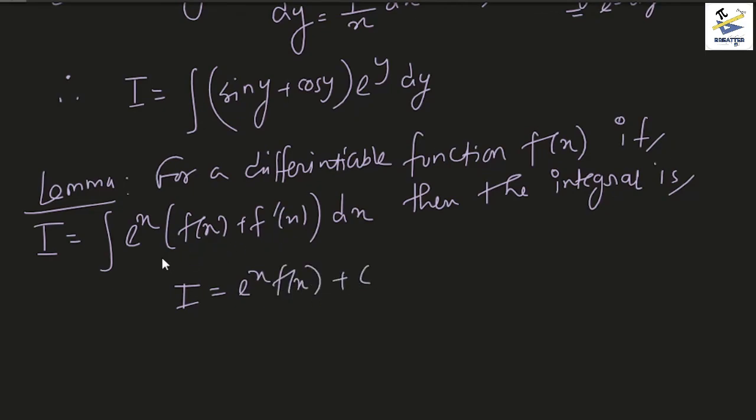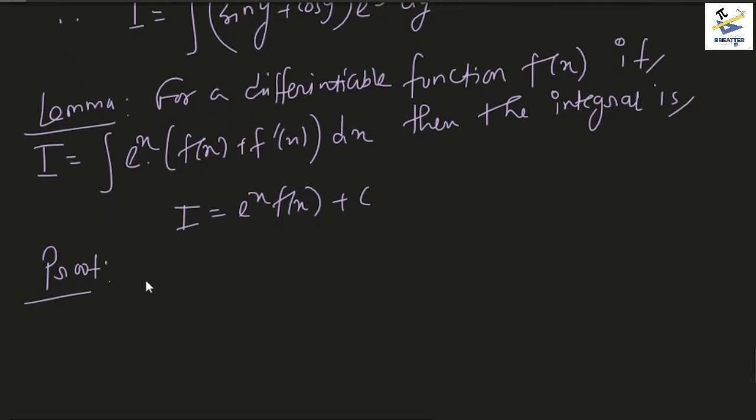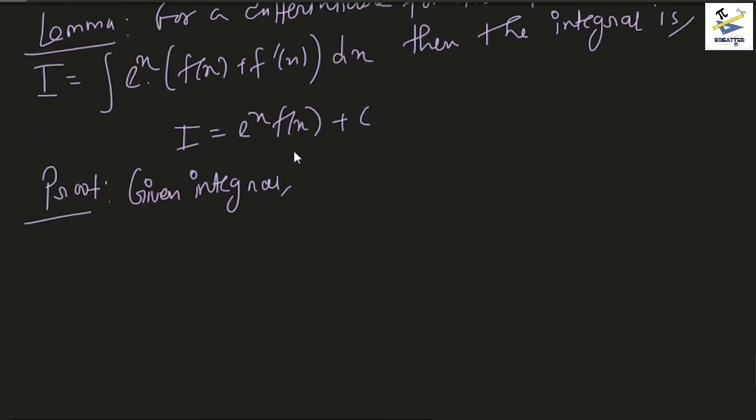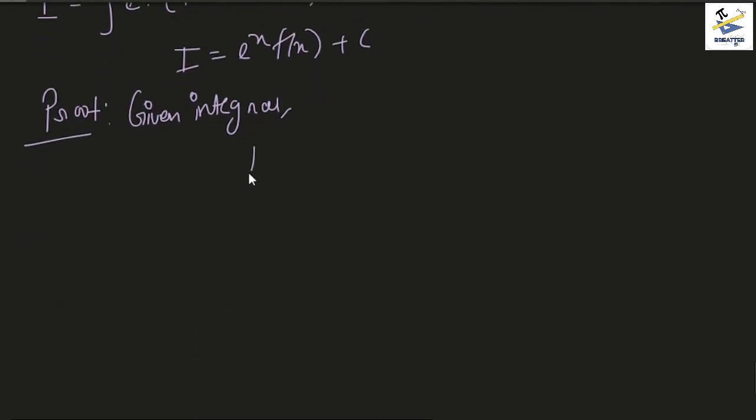So if you have an integral in this form, the answer is simply e to the power x into f of x. The proof is necessary, so we shall do the proof here. We start with the given integral, and we shall see why this lemma is important in solving this particular problem. So the given integral is I equals the integral of e to the power x whole into f of x plus f dash x dx.